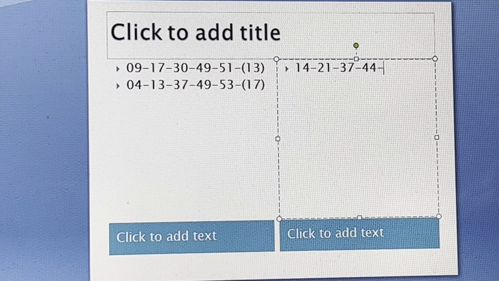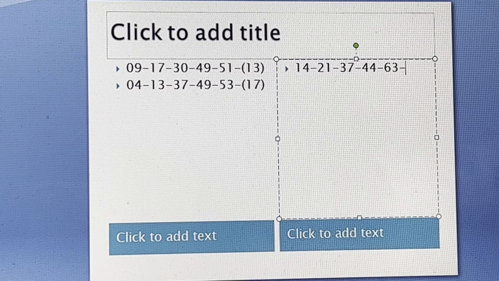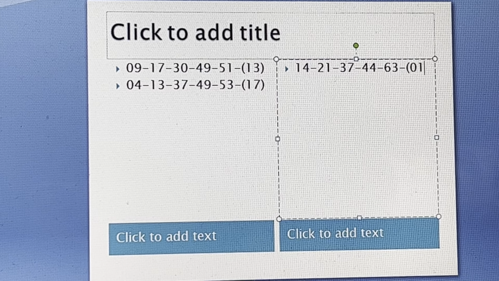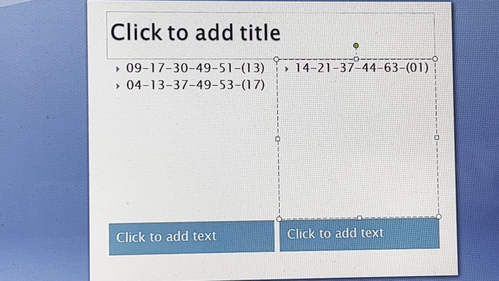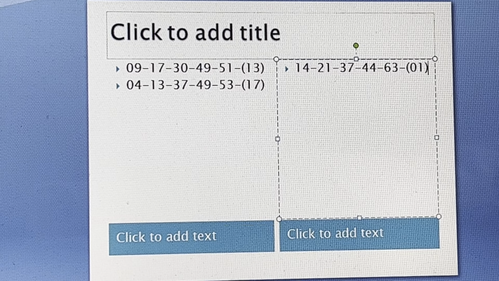The numbers were diverse. It's not any specific range it was drawn from. And the red ball is 01. So again, you have 14, 21, 37, 44, and 63. And the red ball is 01.